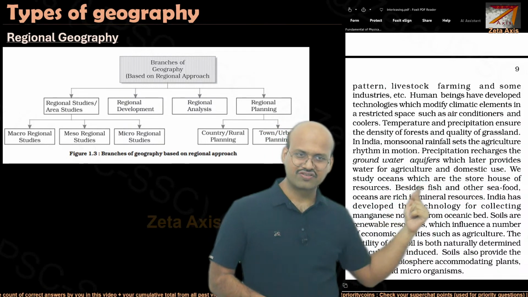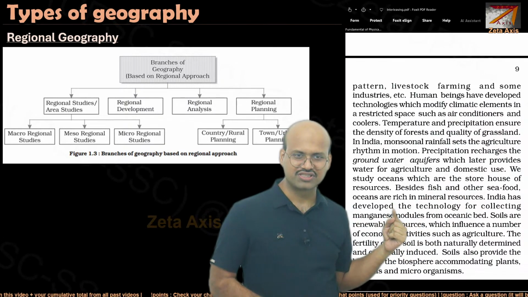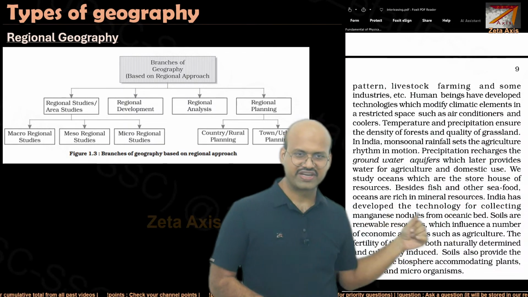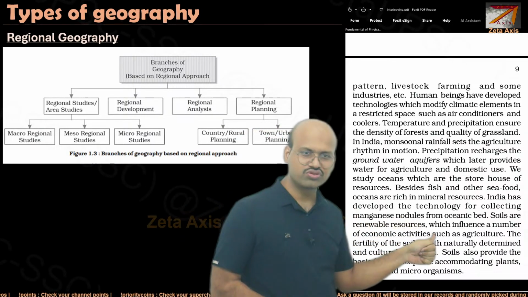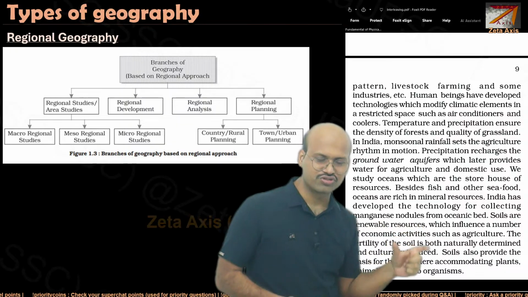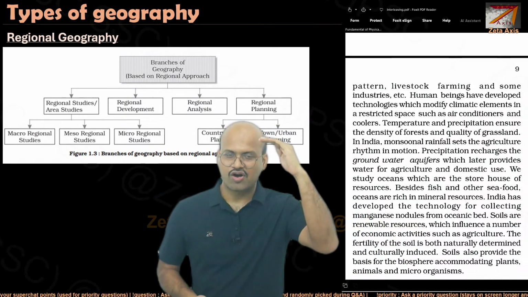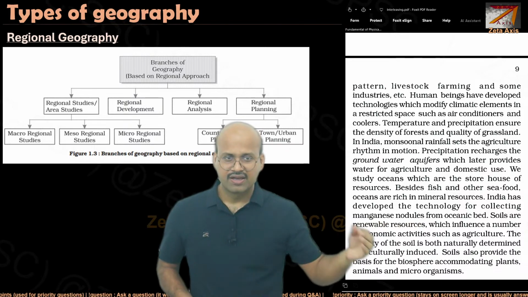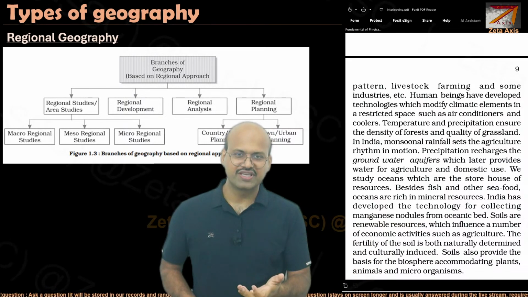We study oceans, which are the storehouse of resources. Besides fish and other seafood, oceans are rich in mineral resources. India has developed the technology of collecting manganese nodules from ocean beds. Now this is an important thing. Remember what manganese nodules are. In the depth of the ocean, because of the heavy pressure of the overlying water, some of the metals seep from the vents.